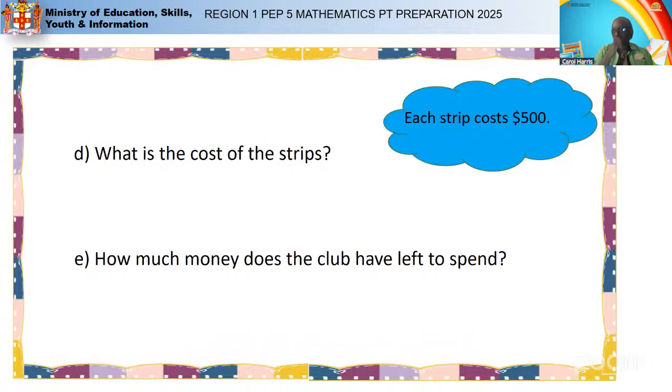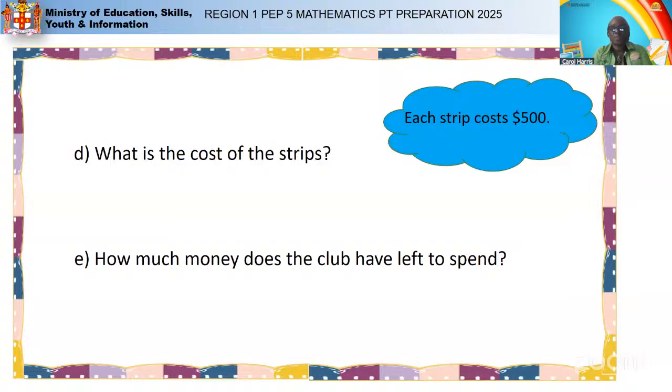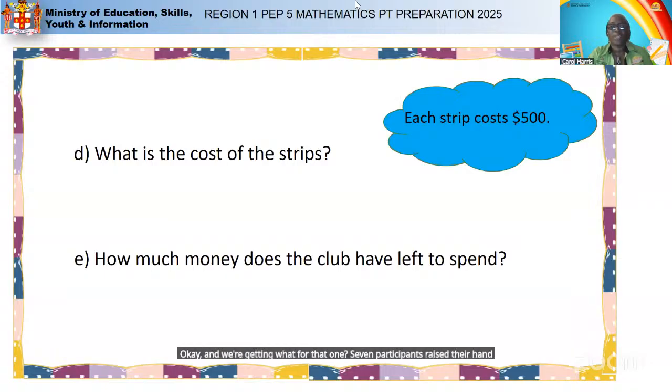Each strip costs $500. The cost of the strips for this 12-meter, the 3 by 3 rectangle. Okay, and what are we getting for that one? 7 participants raised their hand. Go ahead, Amir McLeod. What did you get? All right, Amir McLeod, please unmute.